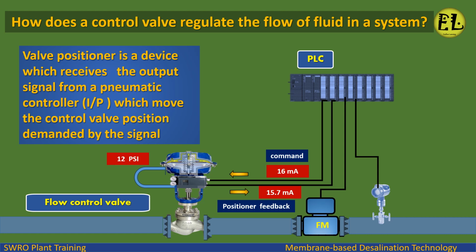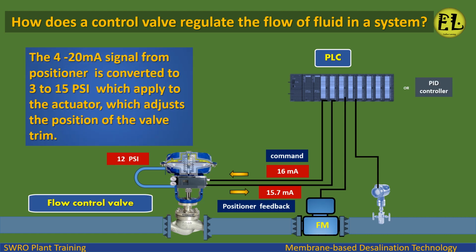A valve positioner is a device which receives the output signal from a pneumatic controller, I/P, and moves the control valve to the position demanded by the signal. The 4 to 20 mA signal from the positioner is converted to 3 to 15 psi, which is applied to the actuator, which adjusts the position of the valve trim.